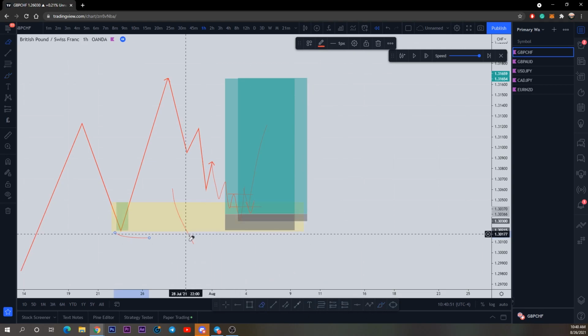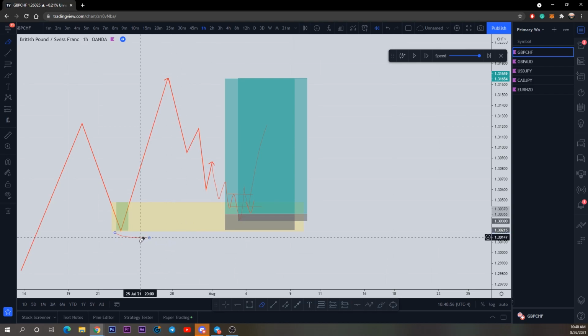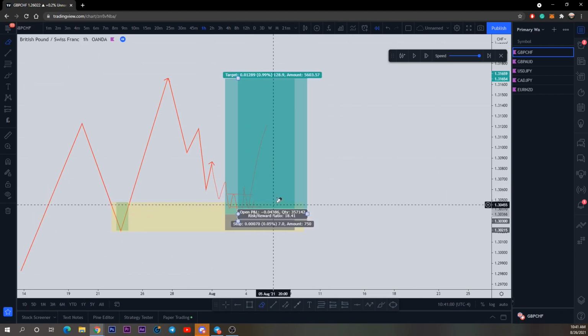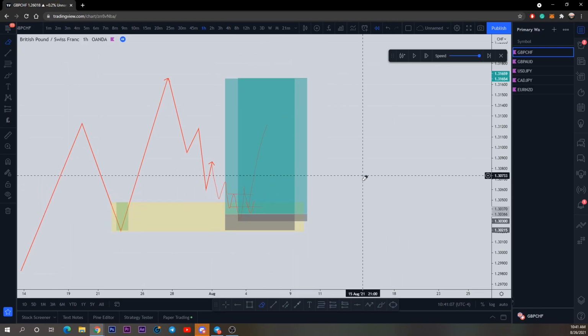So that's how you maximize your RR. You go on lower time frames and you look for those confirmation entries on lower time frames. That's the best way to maximize your RR, because RR is dependent on your stop loss. If your stop loss is big, your RR is going to be small. If your stop loss is small, then your RR is going to be big.